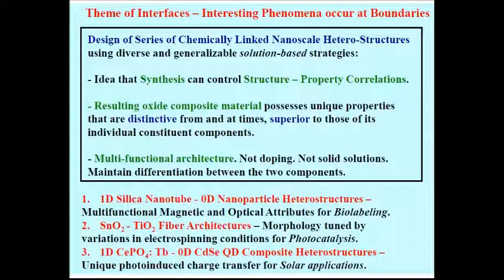As examples, I'm going to first talk about a 1D silica nanotube 0D nanoparticle heterostructure. This is a multifunctional magnetic and optical construct which has potential for biolabeling. The second one is a tin oxide TiO2 fiber nano-architecture, whereby the morphology can actually be tuned by variations in electrospinning conditions, and that has applicability in photocatalysis. And lastly, I'm going to end with a cerium phosphate quantum dot composite heterostructure, where these particular materials have potentially unique photoinduced charge transfer properties with applicability for solar types of applications.